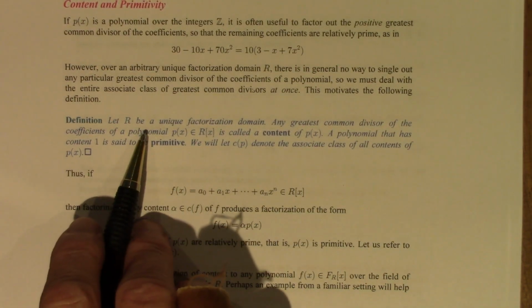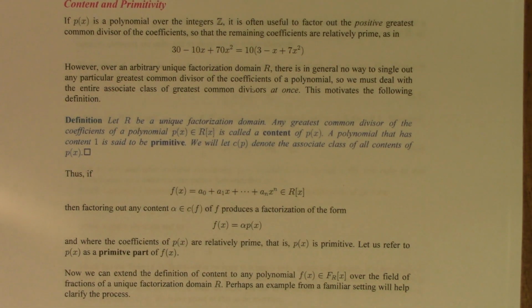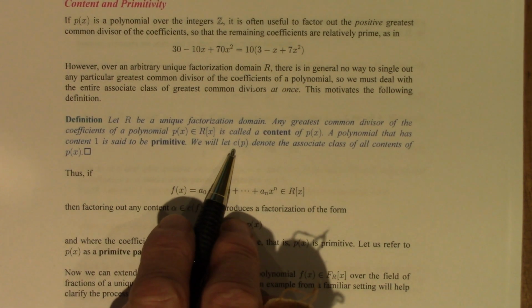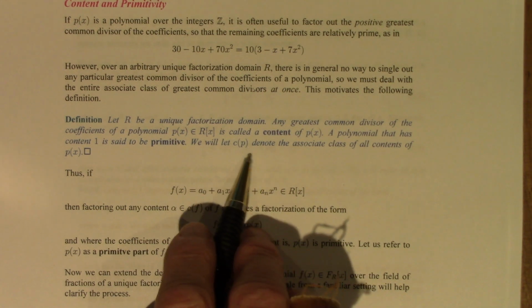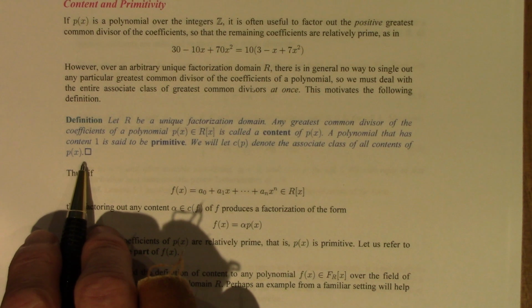Let R be a unique factorization domain. Any greatest common divisor of the coefficients of a polynomial p(x) is called a content of p(x). A polynomial that has content 1 is said to be primitive. And I'm going to let C(p) denote the associate class of all contents of p.